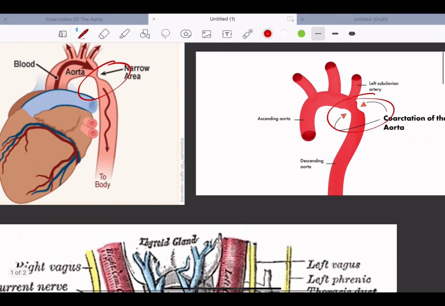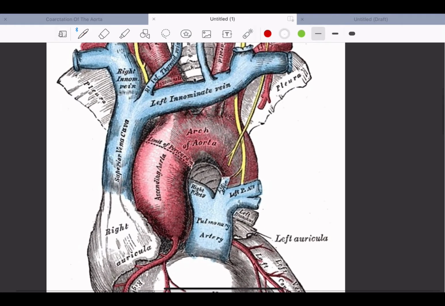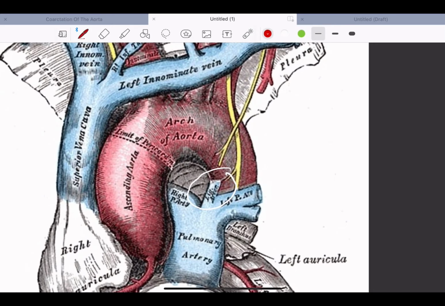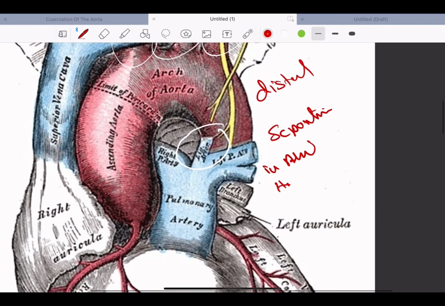A quick recap of the anatomy, and a part that is quite often overlooked, is the location of the PDA. I'm highlighting it on the diagram right now, and you can see that it inserts distal to the great vessels of the head and upper limb. This unique insertion allows us to have a separation in blood supply of the head and the upper limb versus the blood supply of the abdomen and the lower limb.